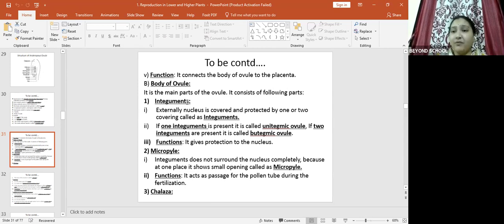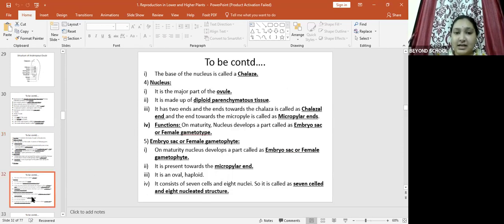Now the second is the body of the ovule. In this body of the ovule, we are going to study the integument, the micropyle, the chalaza, and the nucellus and embryo sac.